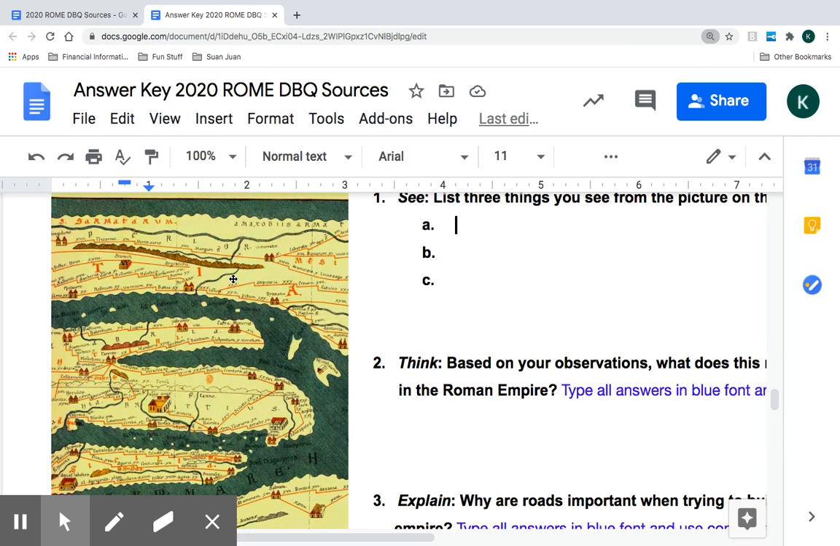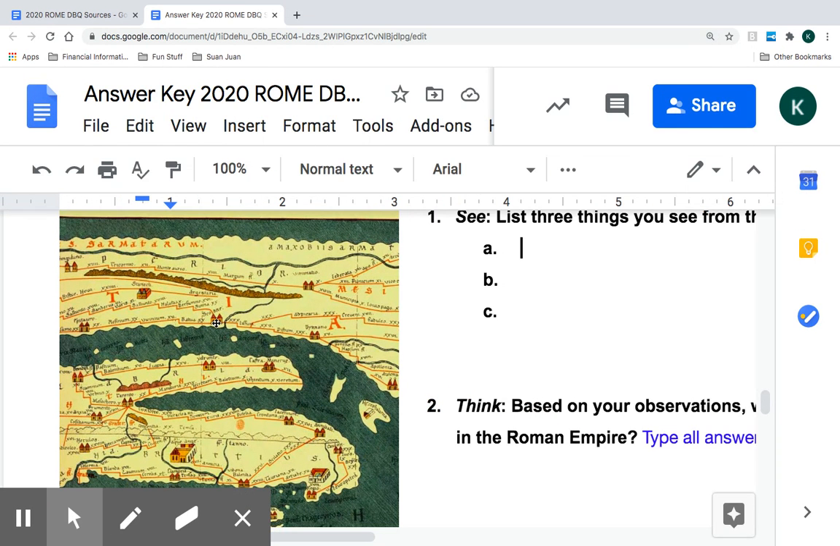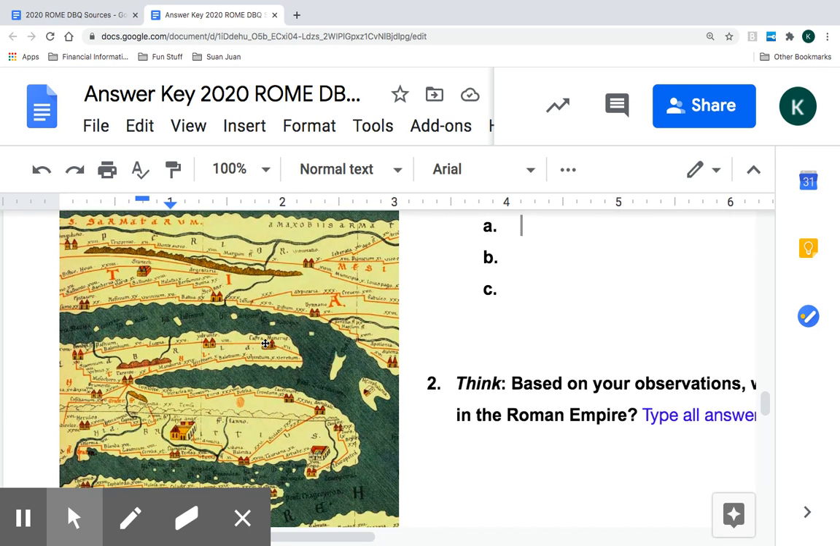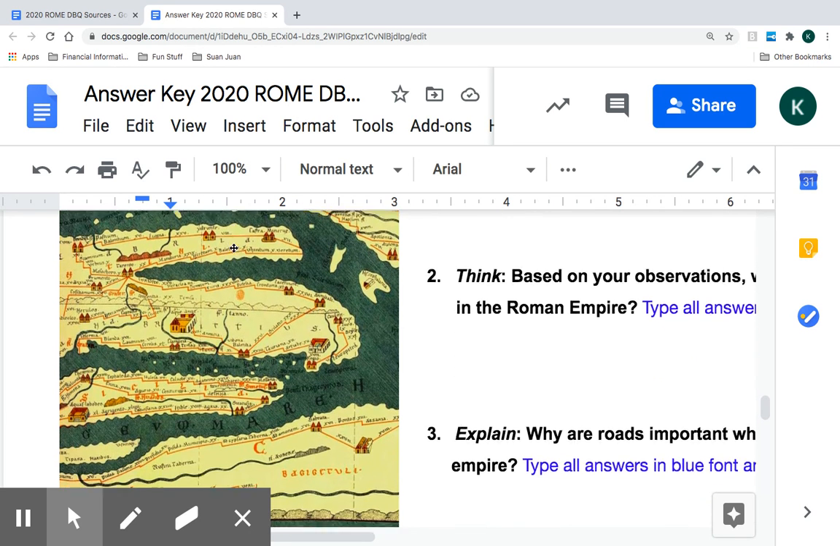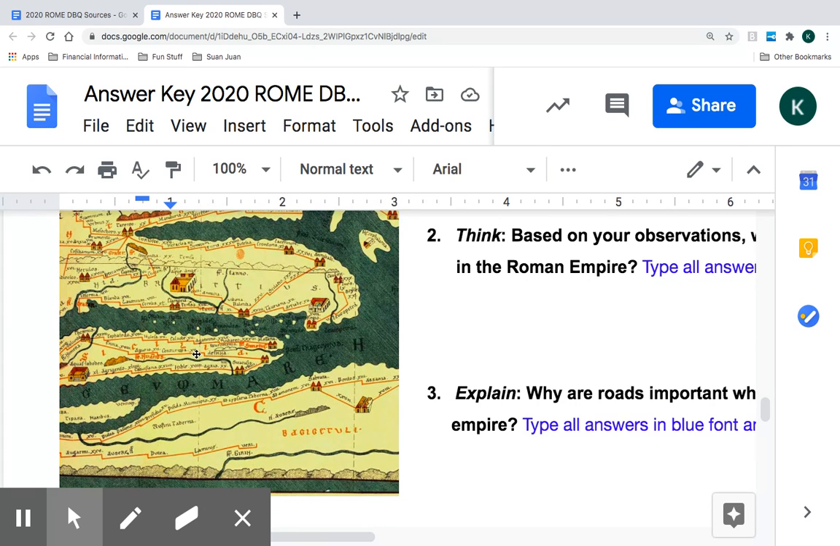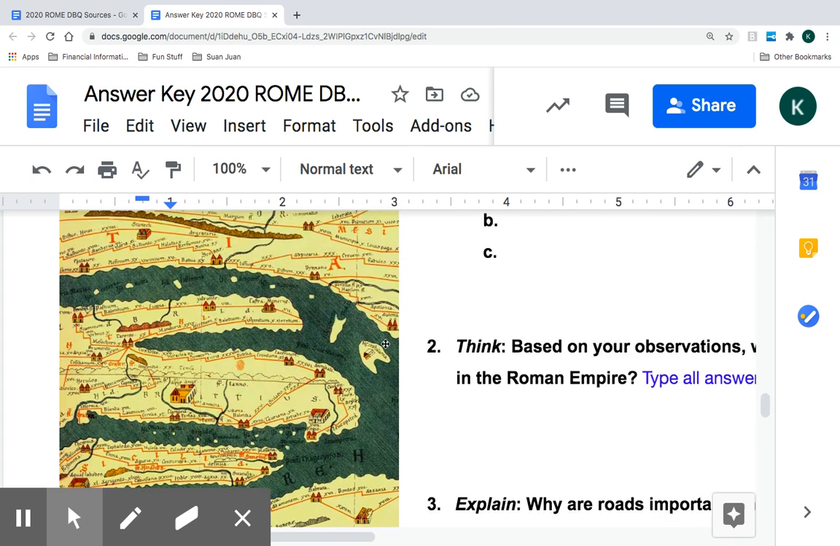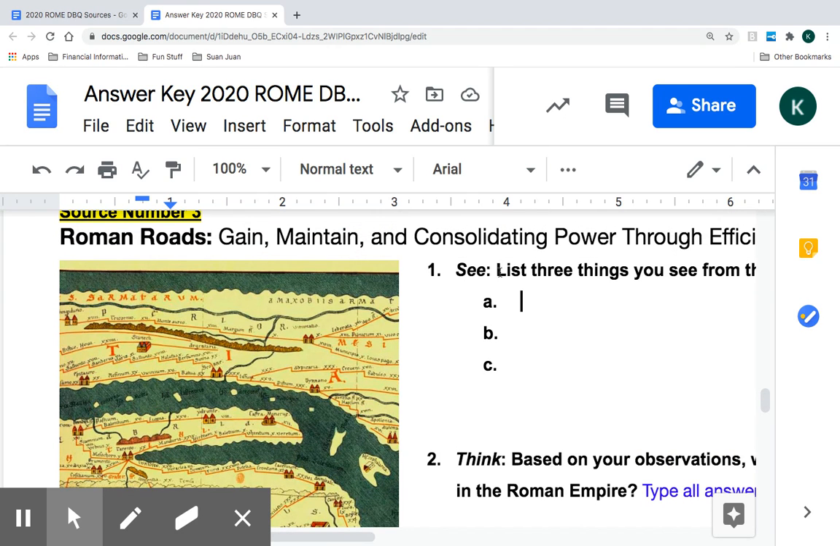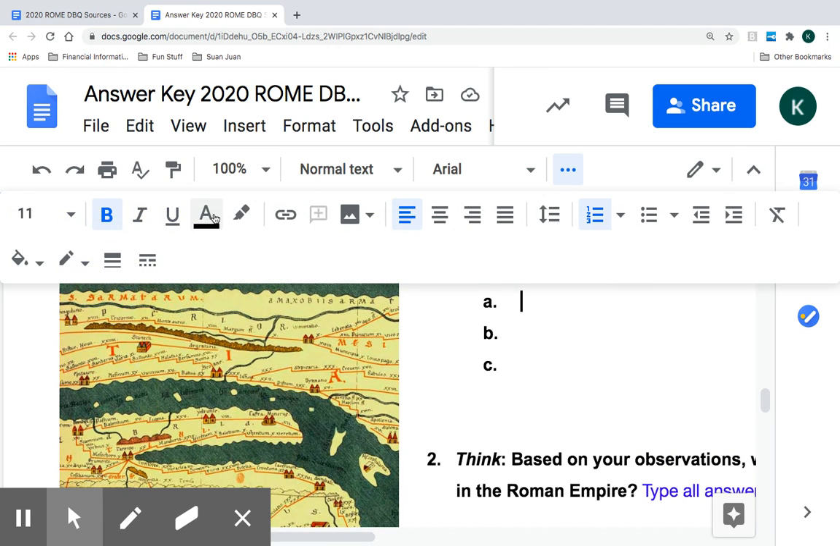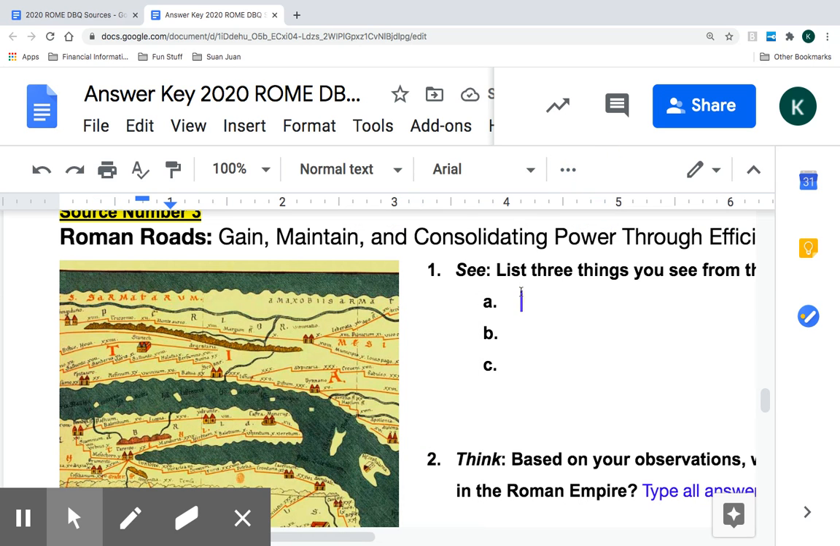Now, if we zoom in closer, there are little houses kind of put around and bigger houses. These are symbolic for towns in the Roman Empire. This would be a mountain area here. And if we scroll down, we see that there's a lot of bigger towns and small towns. Now, what are the 3 things that I see, typing in blue font as always. The first thing I see are there are towns and villages.